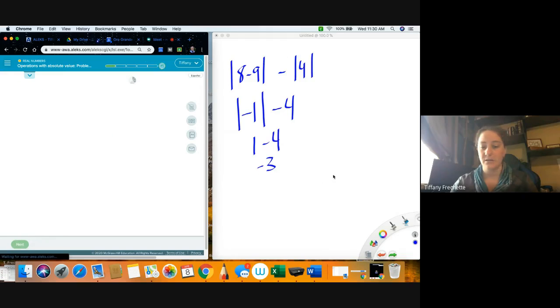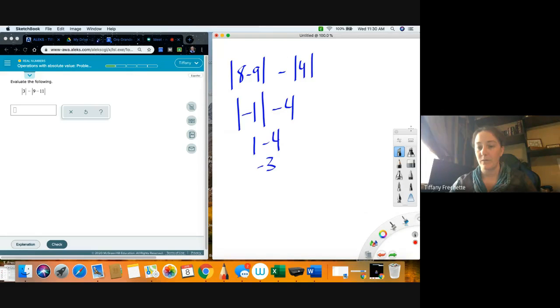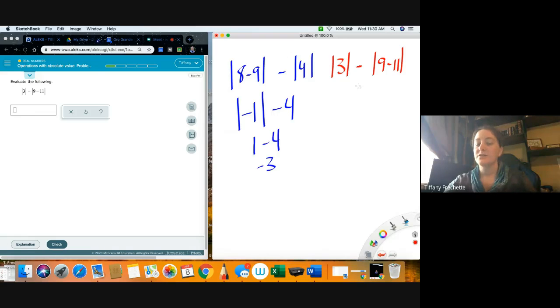Next one. I'm going to do the next one here in red. All right, so this one we have the absolute value of 3, minus the absolute value of 9 minus 11. So we have the absolute value of 3. This one's just kind of a basic one. It's already one number. I can just bring it down as 3. Again, I know if I have 0 and I want to get to 3, I have to go over 1, 2, 3 spaces. All right, minus, and I have 9 minus 11.